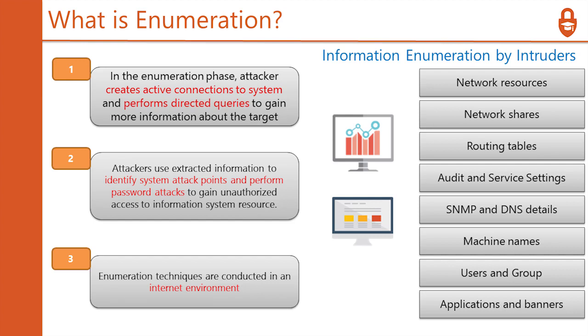So it's going to be on the outside, right? You're trying to figure out what are the usernames on this system? What are the ports on this system? So you're just kind of enumerating a list of things, right? So information enumerated by intruders: network resources, network shares, routing tables, audit and service settings, SNMP and DNS details, machine names, users and groups, and applications and banners. So we're going to grab all the banners and see what type of system this is, and then we're going to start trying to guess usernames. If we don't have things in place like CAPTCHA, then we can do that successfully.